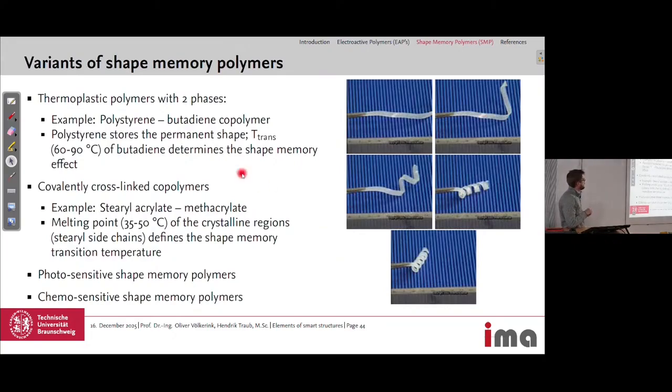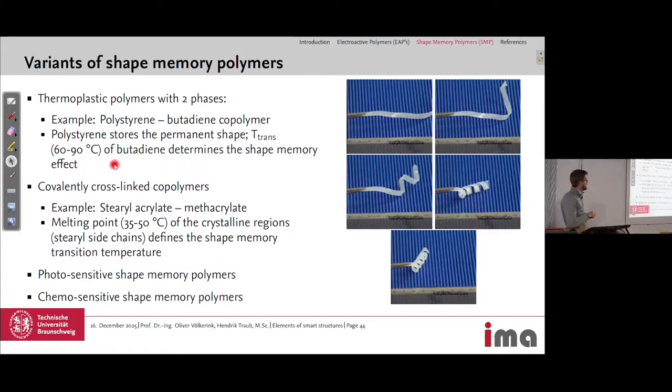And examples of shape memory polymers are thermoplastic polymers with two phases. For example, polystyrene butadiene copolymer. The polystyrene stores the permanent shape. It has a transition temperature of 60 to 90 degrees, and the other component, the butadiene, determines the shape memory effect. So we have to heat it up above 90 degrees, and then it goes back to its original shape.